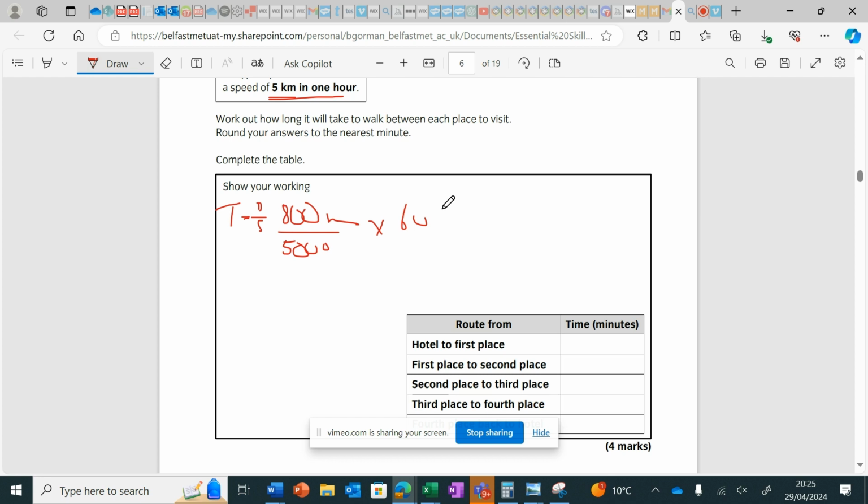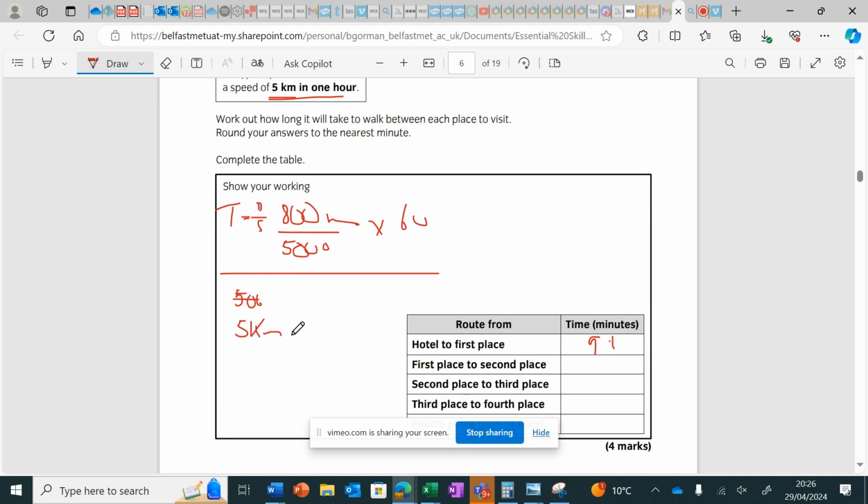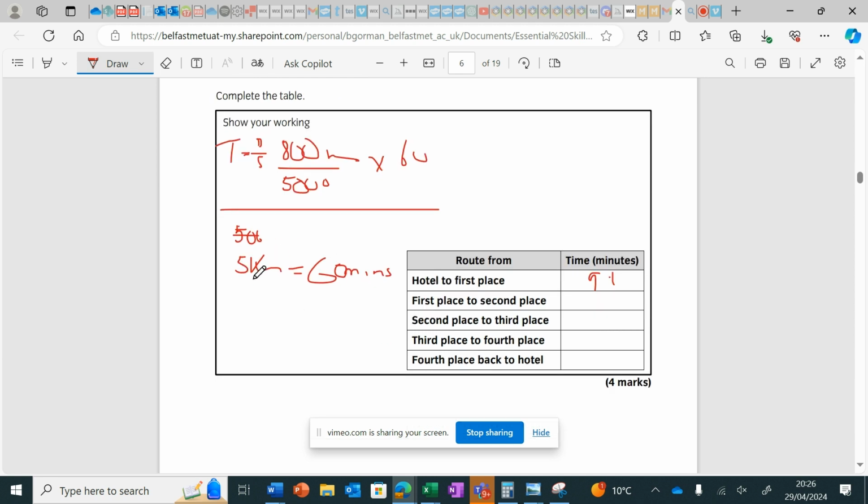I take 800, I divide it by 5,000 because I've turned it to meters, and I times my answer by 60, and I get 9.6 minutes. Or what you could do is 5 kilometers, which is 5,000 meters, or just leave it at kilometers, 5 kilometers in 1 hour. Well, 1 hour is 60 minutes. Well, if I divide both these sides by 5, I'll get down to 1 kilometer equals 12 minutes. And I've got myself a little conversion factor now.